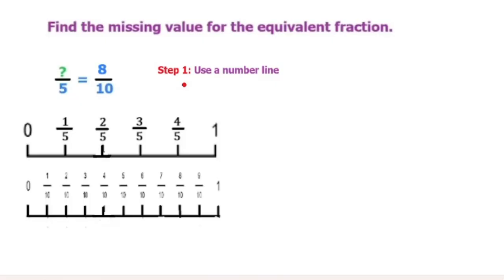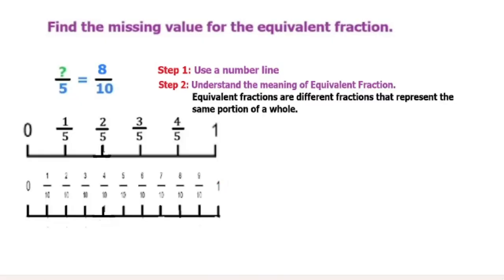So here's a fractional number line, and here's also the same kind of number line. If you'll notice, these both represent the whole number 1, and they're cut up into different little tiny pieces. This number line is cut up into 10 equal pieces, and this one is cut up into 5 equal pieces. So it's important now to understand the meaning of equivalent fraction. Equivalent fractions are different fractions that represent the same portion of a whole.